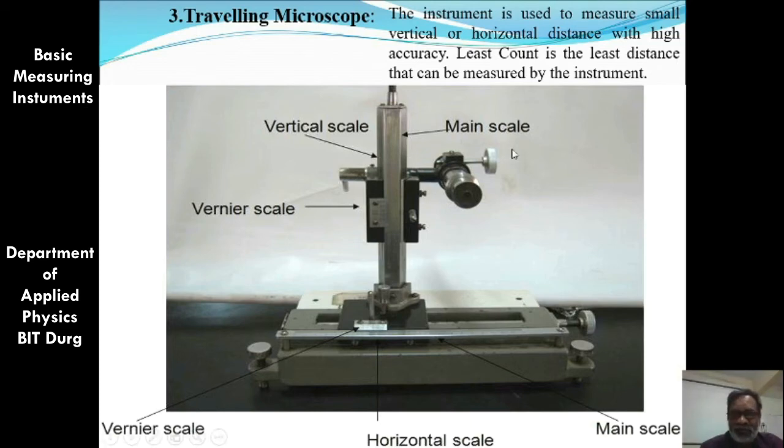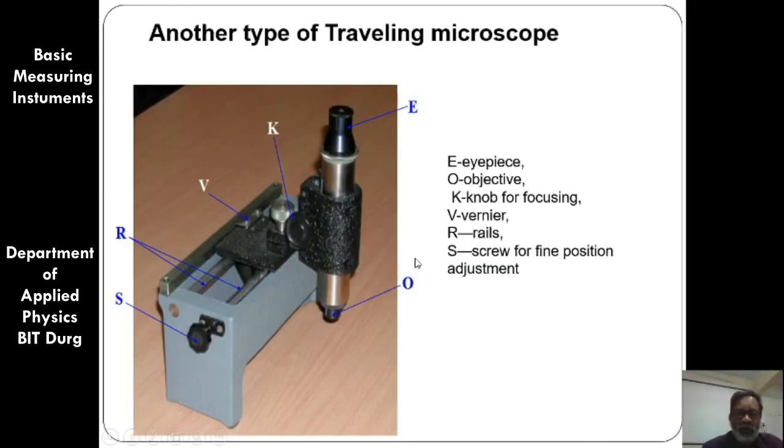This part of this instrument is basically a microscope. With the help of this microscope, you can measure microscopic distances or microscopic separations, and for the measurement of that we are using the vernier calipers. That was a traveling microscope having two-dimensional motion, that is vertical as well as horizontal.